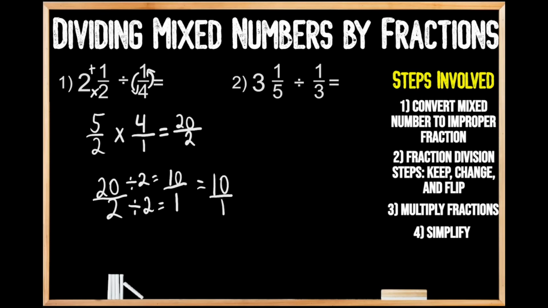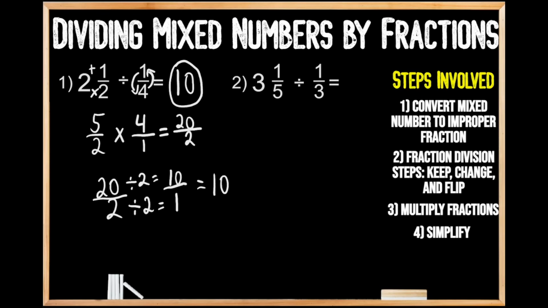So 10/1 is the same thing as the whole number of 10. So when we divide 2 and 1/2 by the fraction of 1/4, we're left with the whole number of 10 for our answer. So now moving on to question number 2, we're being asked to divide the mixed number 3 and 1/5 by the fraction 1/3.